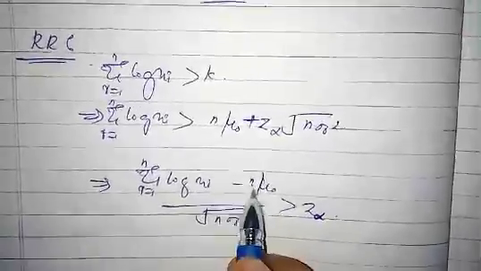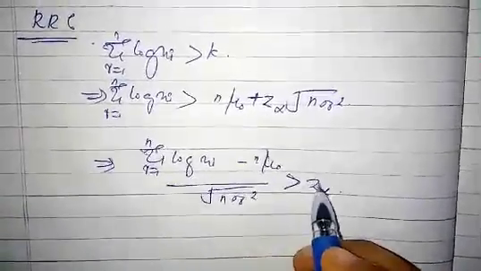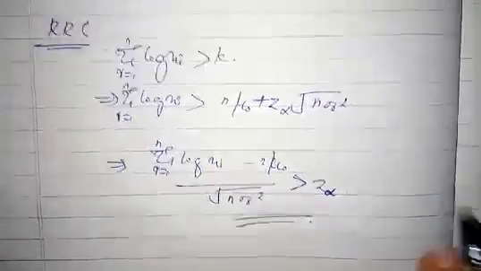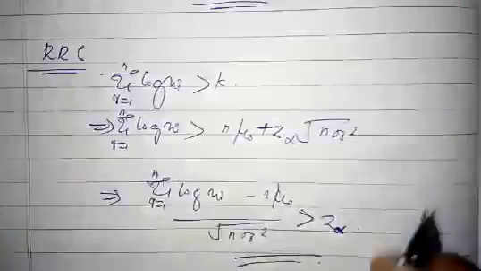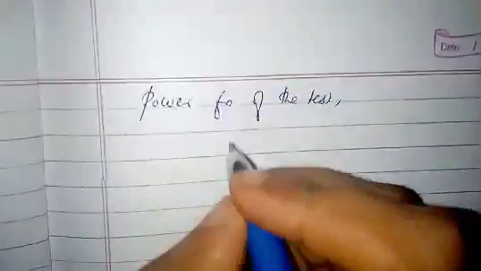Summation log xi minus n mu naught divided by square root of n sigma naught square greater than z alpha, then we reject the H naught. This is the rejection region. Then what is the power function of the test? The power function of the test, that is beta of mu, right?